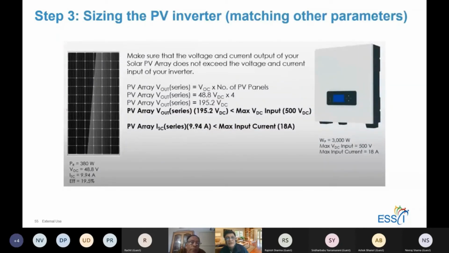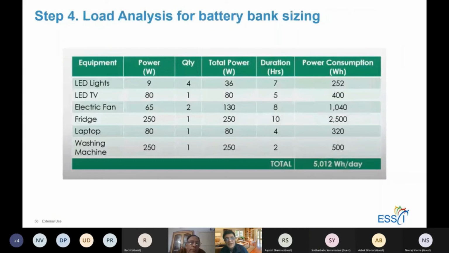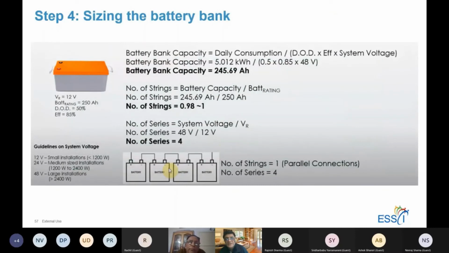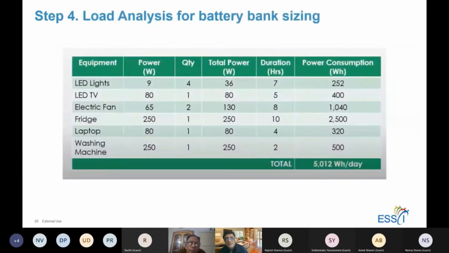You look carefully, making sure that the voltage and current ratings of the output of your DC are matched by the input of your inverter. That's how you ensure that the system is safe and will not blow out or trip. Tripping typically happens if it is under-fed with voltage. Now you're coming into your load analysis for the battery bank sizing.